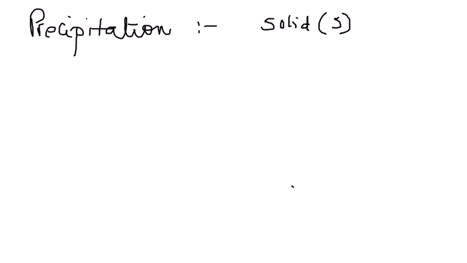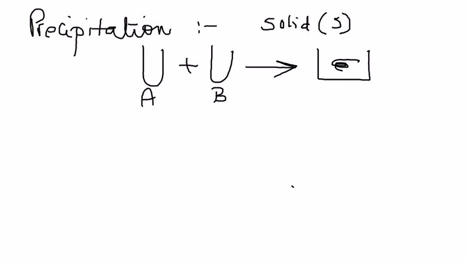When you mix two solutions, two clear solutions, so you have a solution A, you mix it with another solution B, and what you end up with in your reaction flask is some solid that gets generated. So some solid and some liquid. The liquid part contains the second salt. So this is a type of a double replacement reaction.